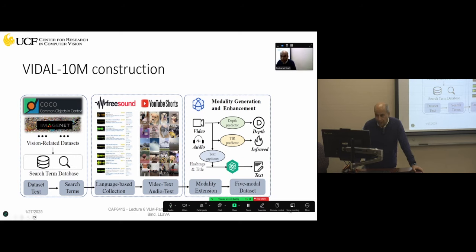And now for the depth and infrared, they actually synthesize these. They generate a synthetic, not a real data set. As you saw earlier in ImageBind, they were using the real data set.